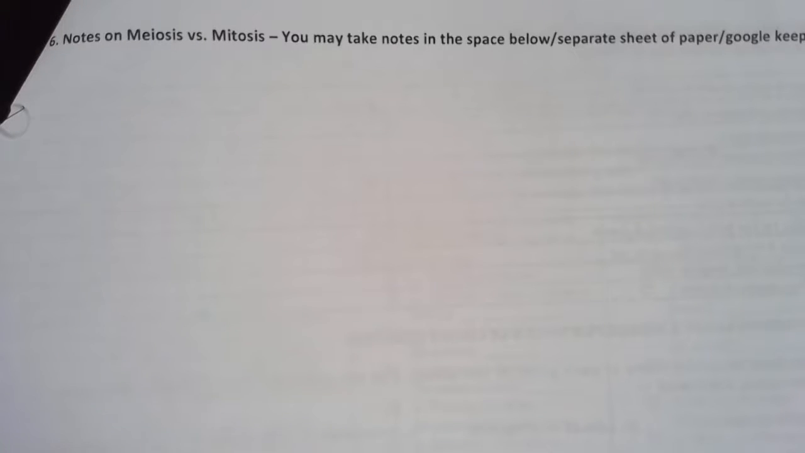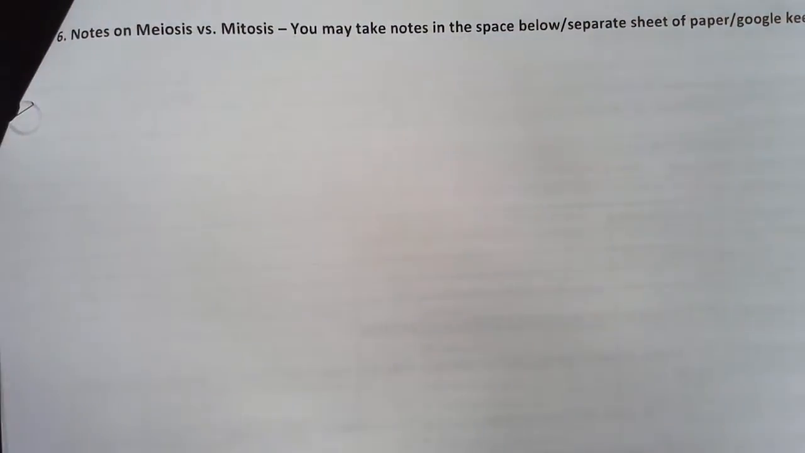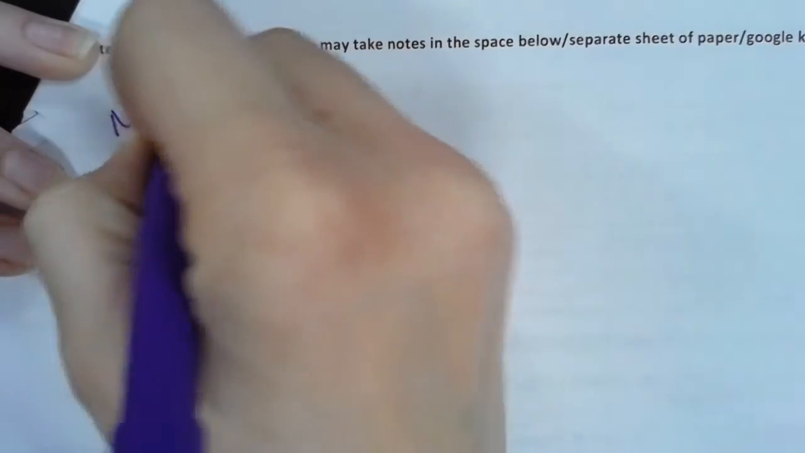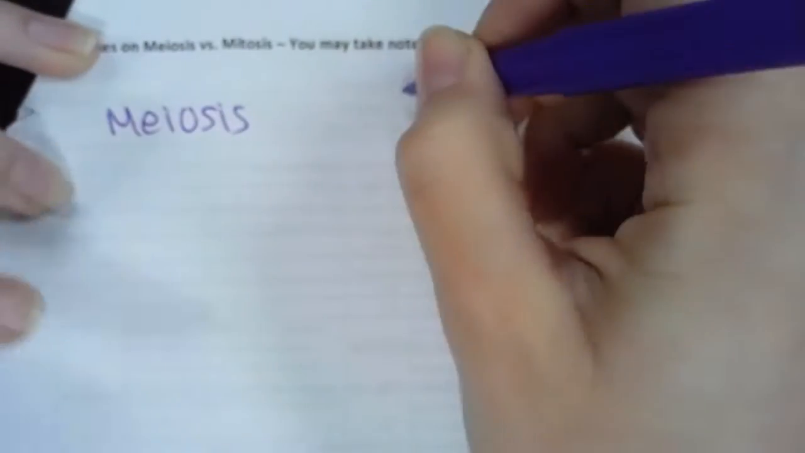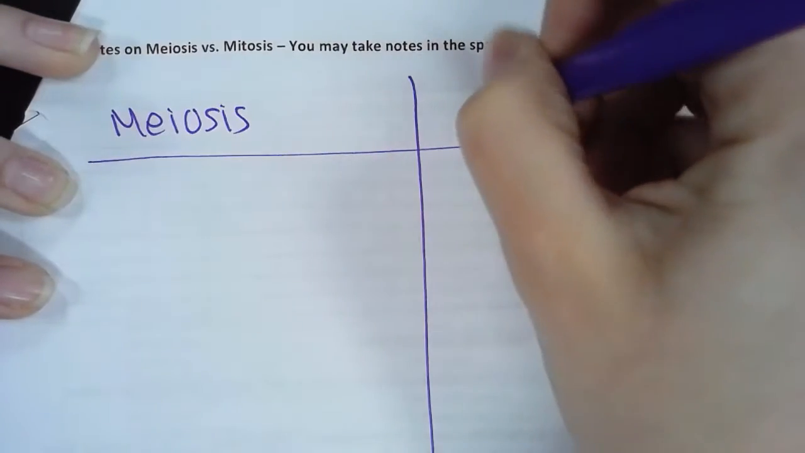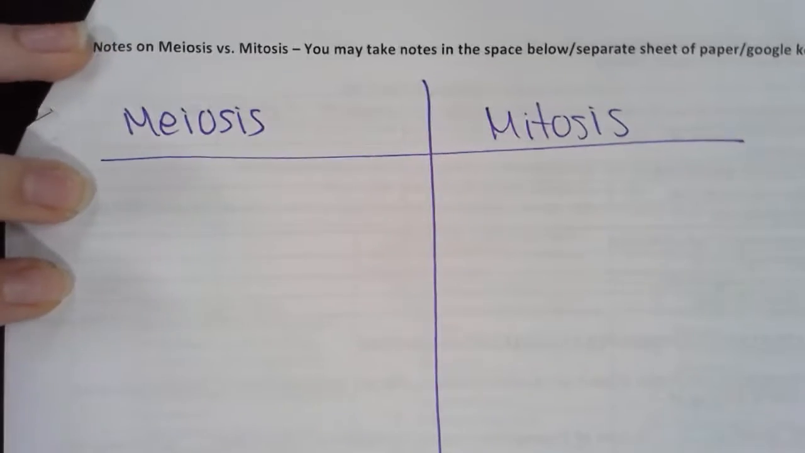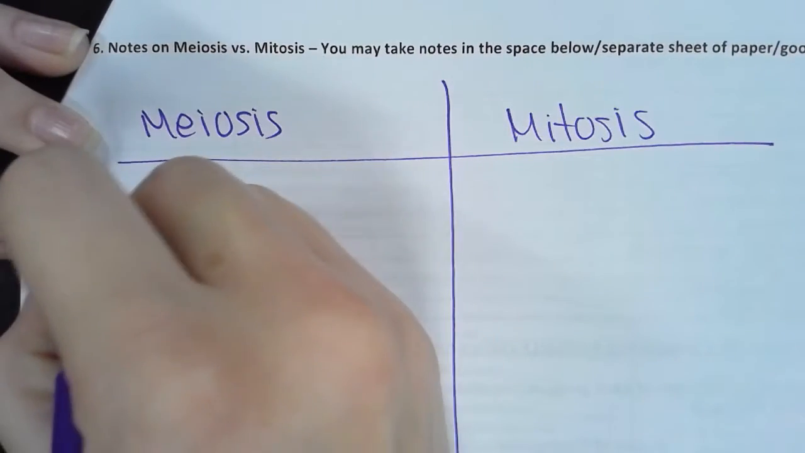Hey guys, so today we're going to be going over the key differences between meiosis and mitosis. I know they sound very similar, so it can be slightly confusing, but we're just going to make a little T-chart comparison that tells us the differences between meiosis and mitosis. So the first thing is what they're producing.